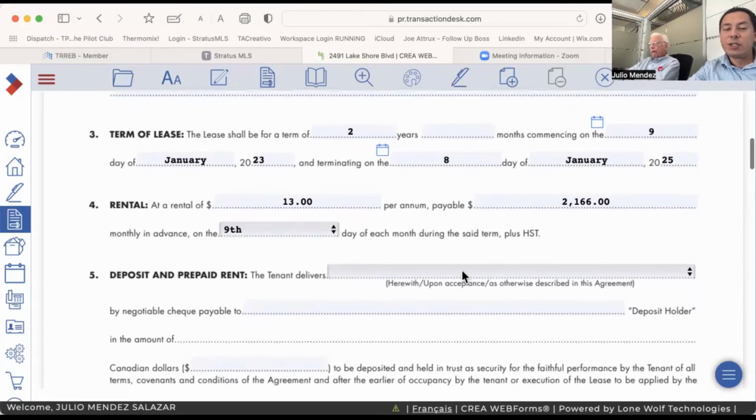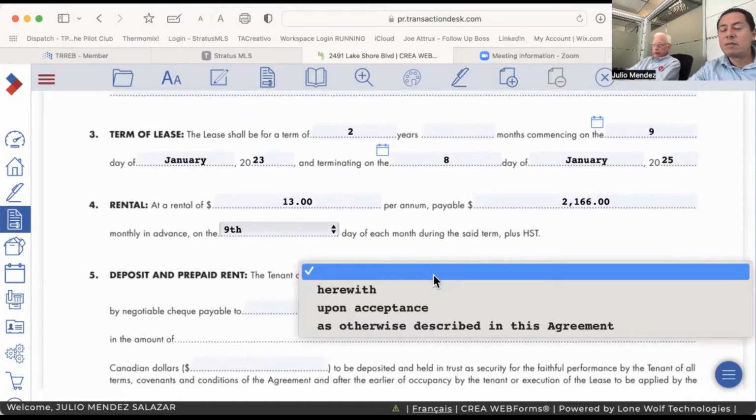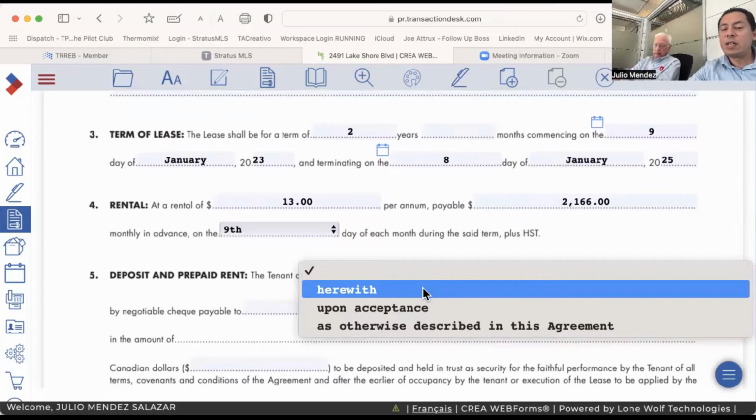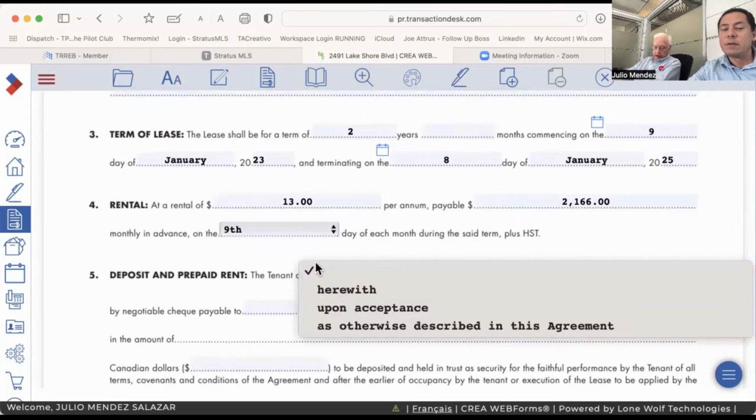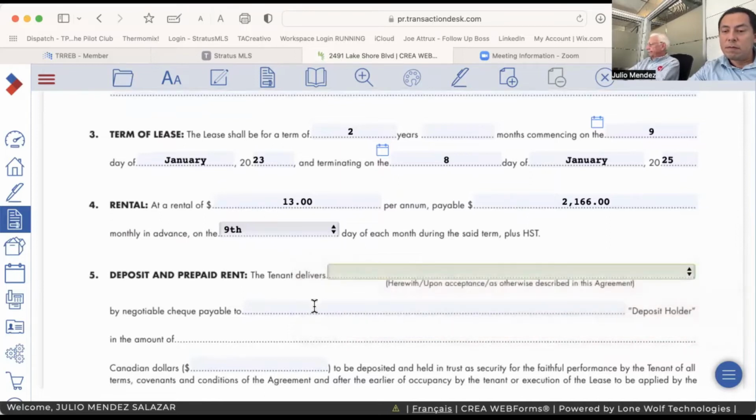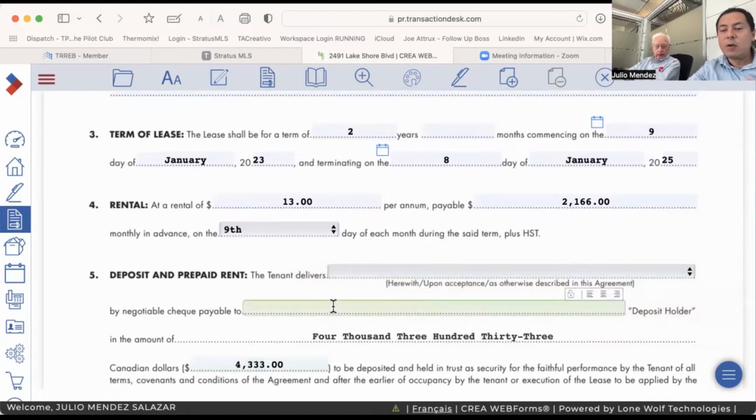Plus HST. Deposit. And then just like a regular residential here. No, we do first and last month's rent as the deposit. So multiply that first month's rent times 2. 4,000. And then negotiable to the brokerage. I don't even know what that is, but let's say another Royal LePage.